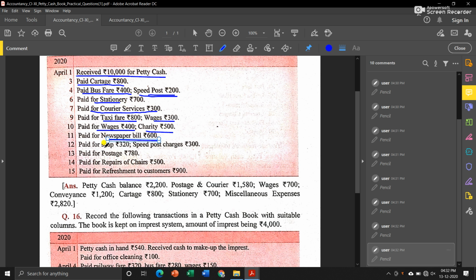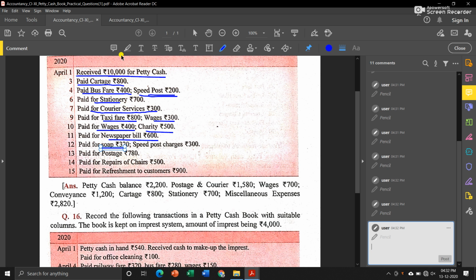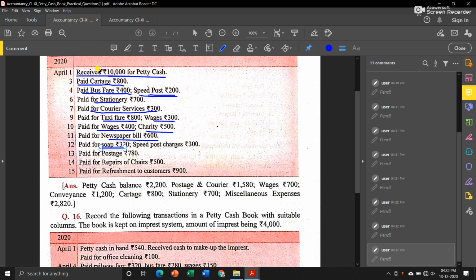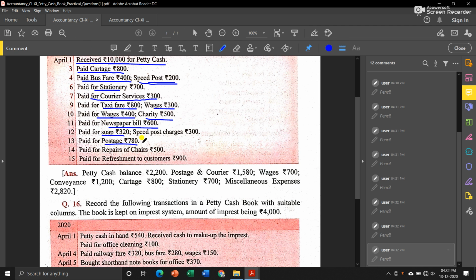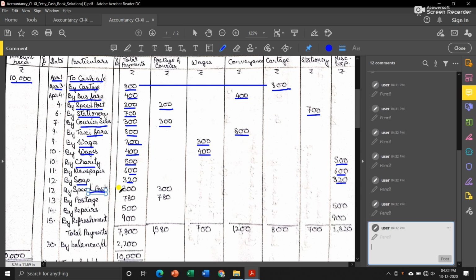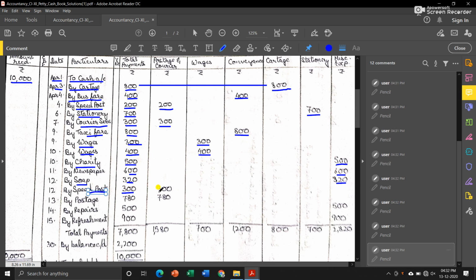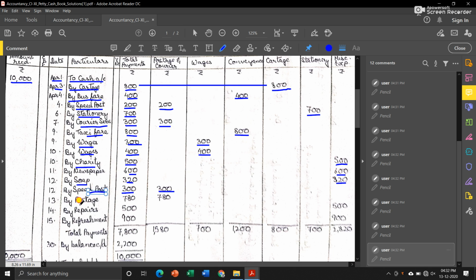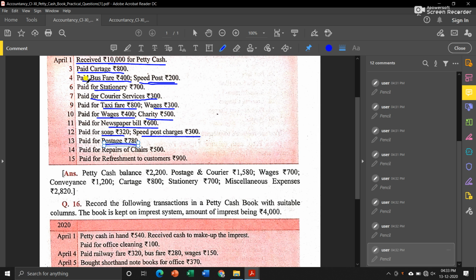Then next we have paid for soap 320, so by soap we will write in here 320 and it will go to the miscellaneous expenses column. Then next we have paid for speed post charges rupees 300, so we will write speed post charges in here 300, and in the individual column we will write it under postage and courier. Then next we have paid for postage rupees 780, we will write by postage 780, then again in the postage and courier column 780.